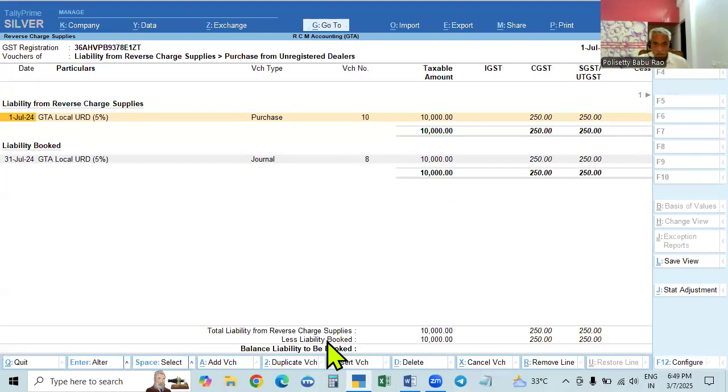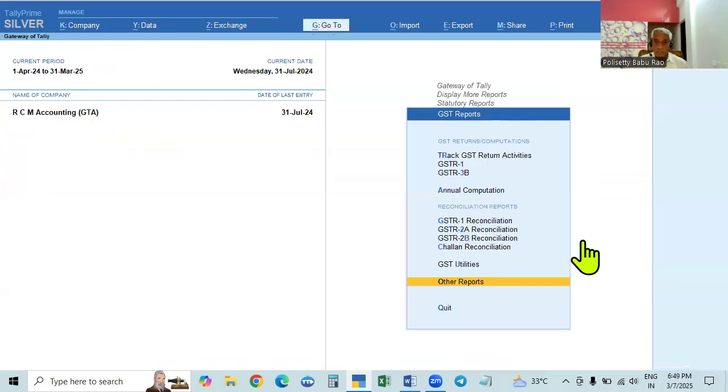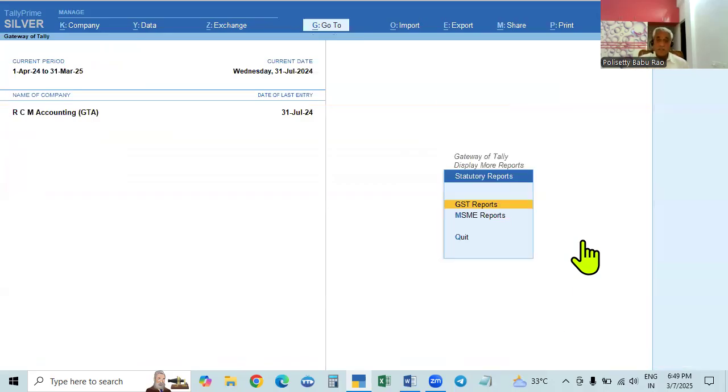Now you see, liability booked. To be booked, nothing. So come down, see. Both registered dealer and unregistered dealer, both they were charging. Liability is booked and ITC is booked. This is done at the end of the month. This is for this month. So we completed the creation, everything is done for the month.